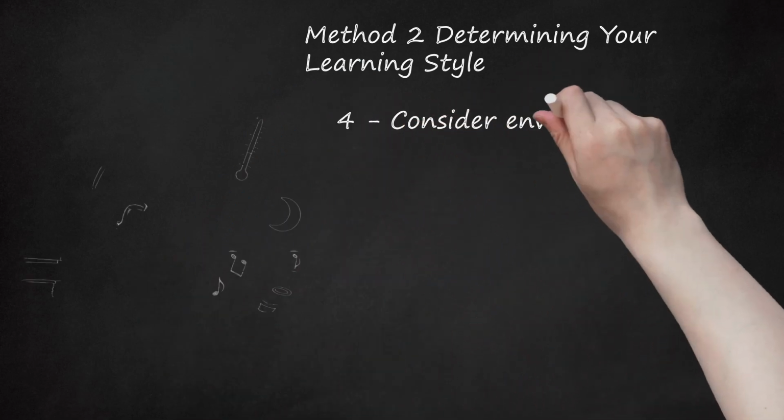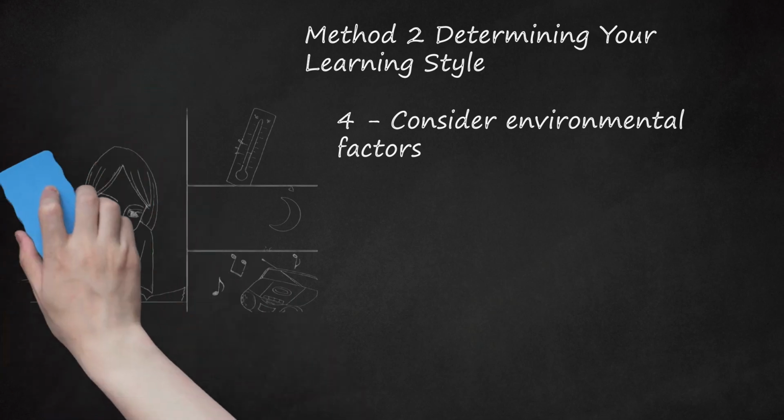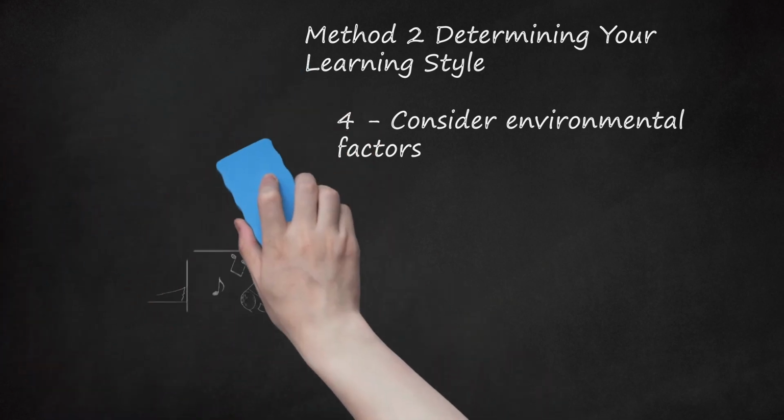4. Consider environmental factors. When determining your learning style, also consider other factors like the time of day, the temperature of the room, the level of sound, and the size of grouping in which you learn best. Ask yourself, do I focus better in the morning or at night? Do I focus better when the room is cold or slightly warmer? Do I focus better when everything is quiet, or can I focus with music playing? Do I focus better when I am studying alone or with a group of people?